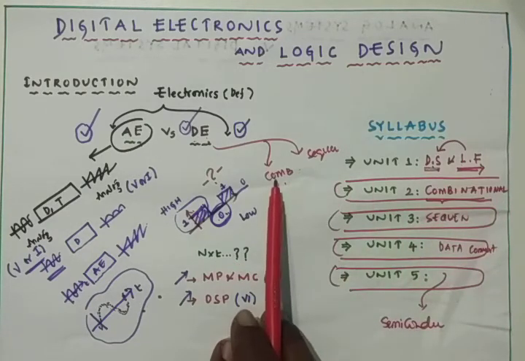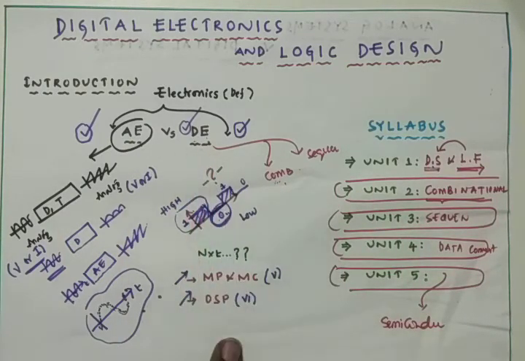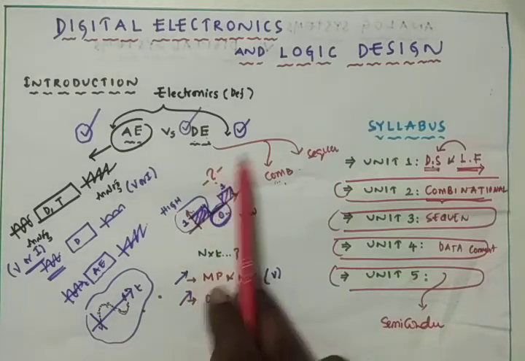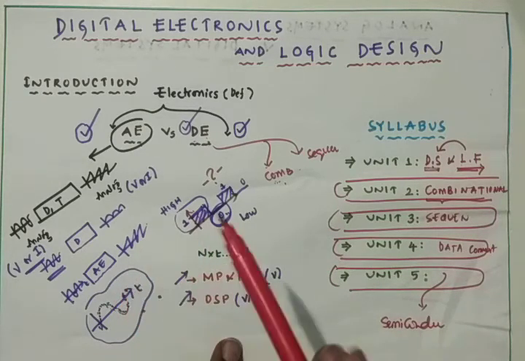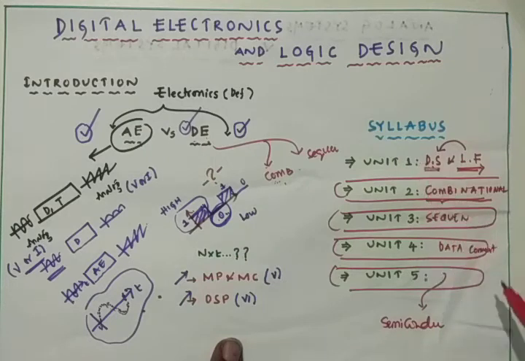Combinational circuits are one branch of digital electronics. Digital electronics can be divided into combinational and sequential circuits. The combinational circuits will be studied in the second unit, and sequential circuits in the third unit. If you have data in analog form and you want to convert it into digital, or if you have data in digital form and you want to convert it into analog, that will be done by the data converters.